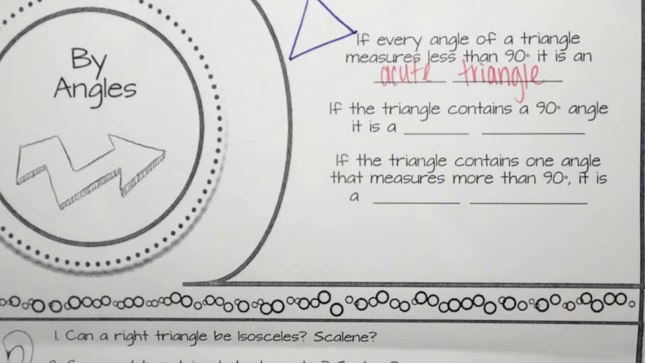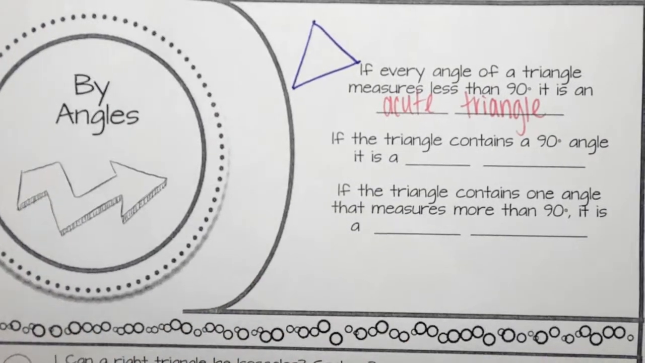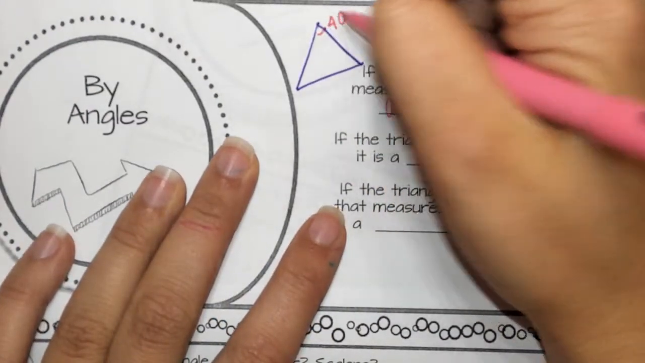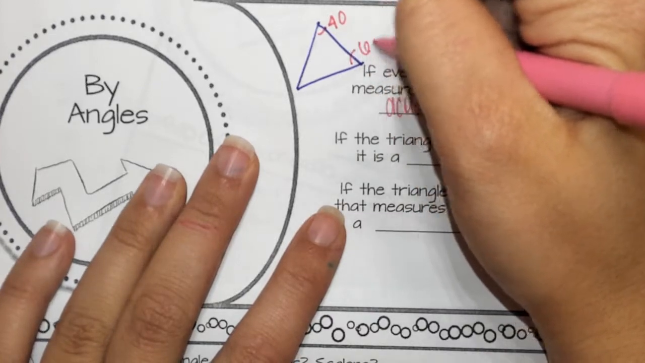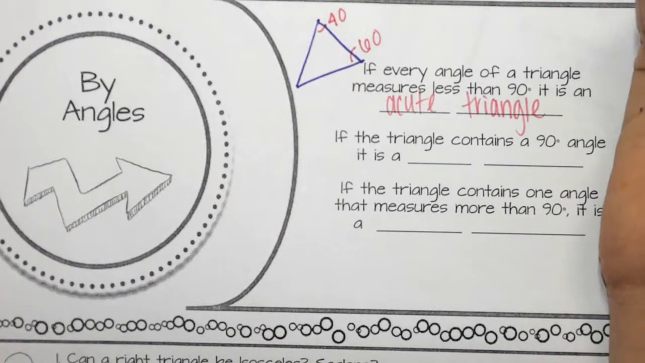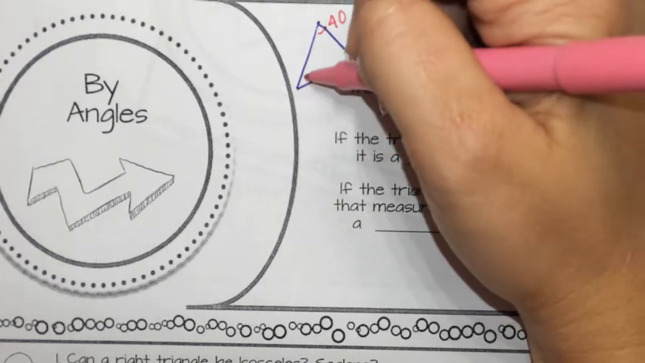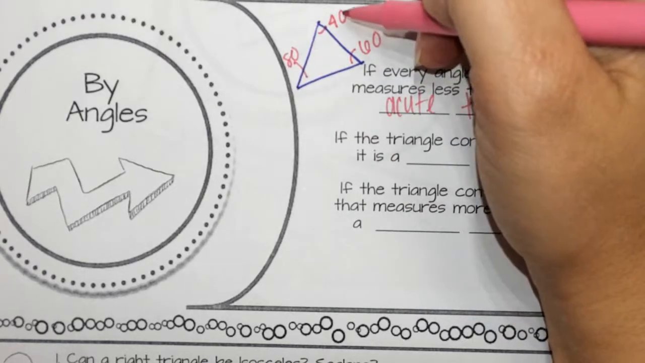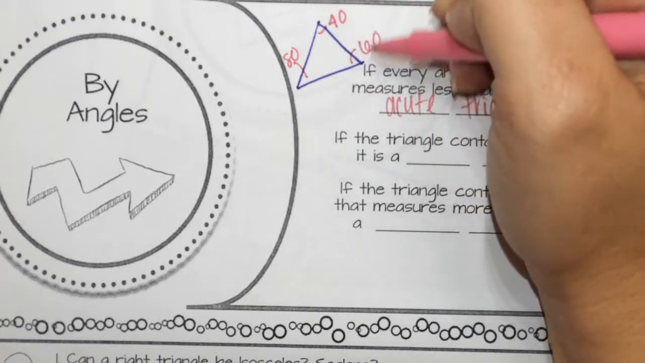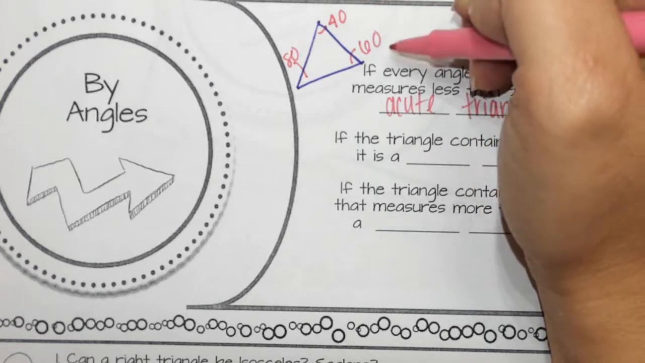Alright, so here is my triangle. We're going to draw an example of each kind. We're going to say that this measure is 40. This measure is 60. So what does this measure have to be? 80. Yes. Now, if this is 40 and this is 60, the other measure has to be 80. Because what is the total sum of a triangle? 180. So 40 plus 60 is?